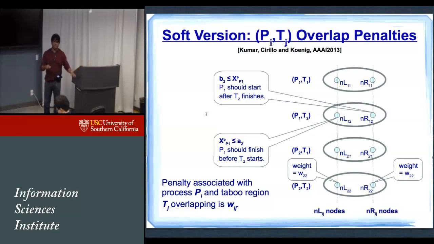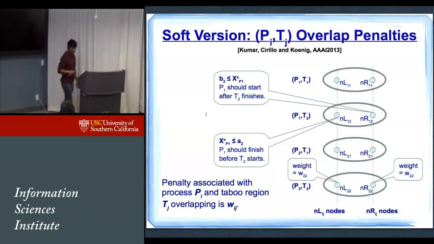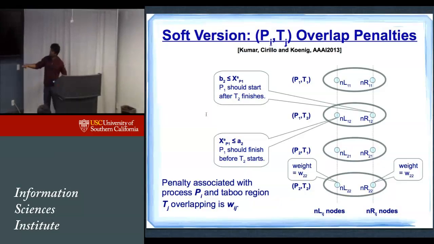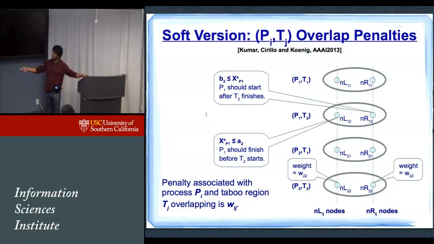Actually, even the design version of this problem is polynomial time. I'll tell you about it in a second. So these are my NL nodes and NR nodes. And those are the semantics associated with those nodes.